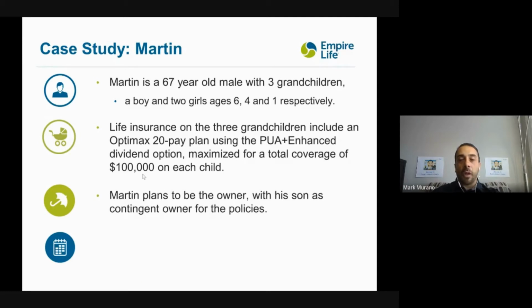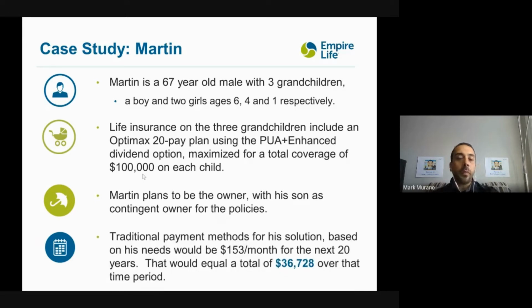Martin plans to be the owner of the policy with his son as the contingent owner. So in case Martin were to pass prior to the 20 years being up, the grandchildren's parents are the contingent owner. To pay for this traditionally, so again, traditional means over the years, we would just simply set this up on a monthly or an annual pay.